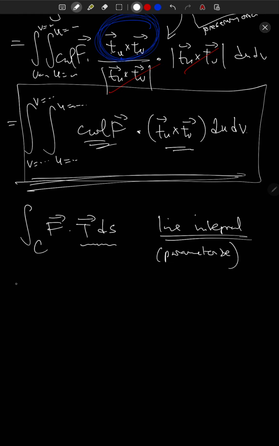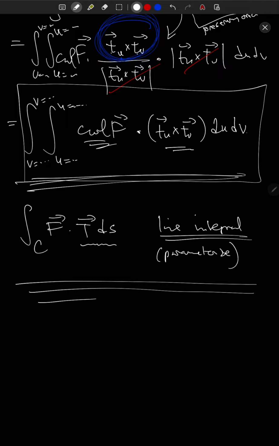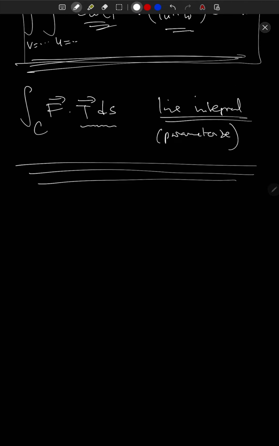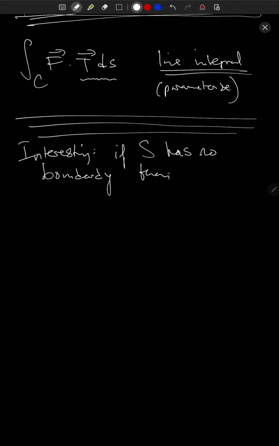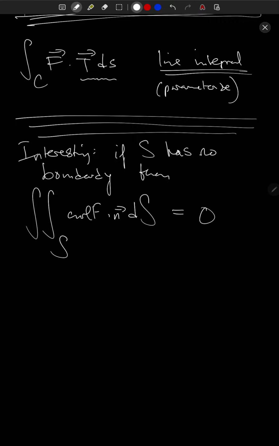Okay. So that's pretty much it with Stokes' theorem. From here on, just a couple of tips and tricks or interesting features. So here's something interesting. If S has no boundary, then the left-hand side of Stokes' theorem, the integral of curl of f dot n dS, should be equal to the integral on the boundary, but there is no boundary, so it's 0.